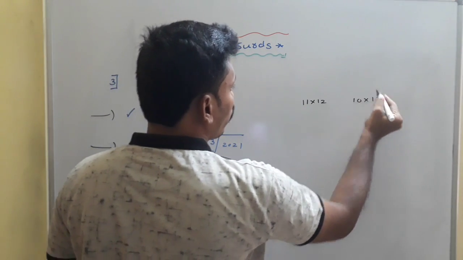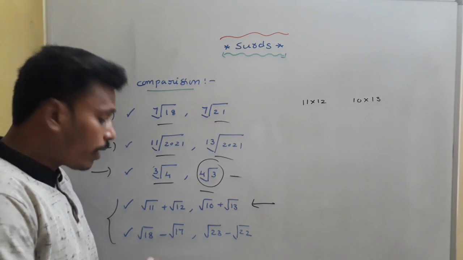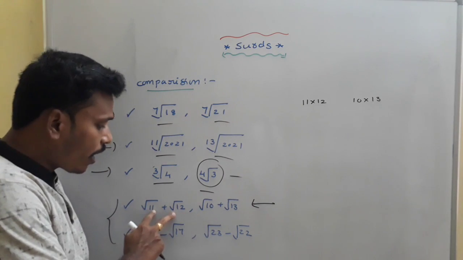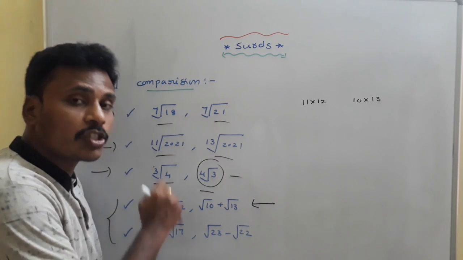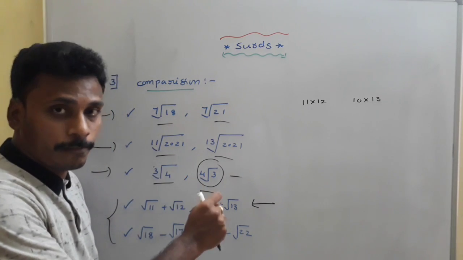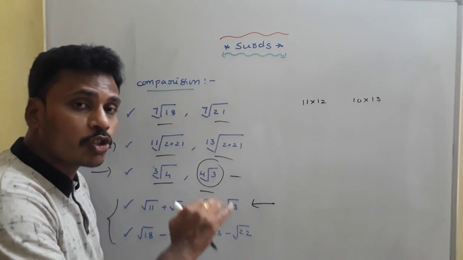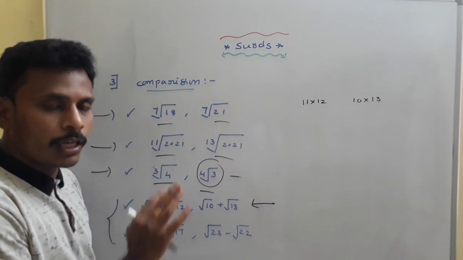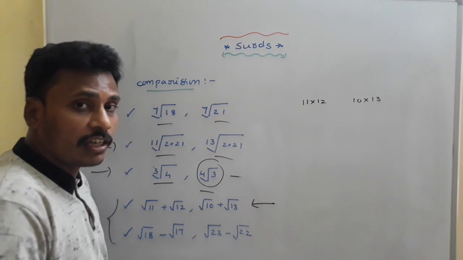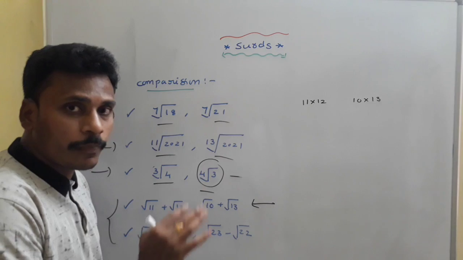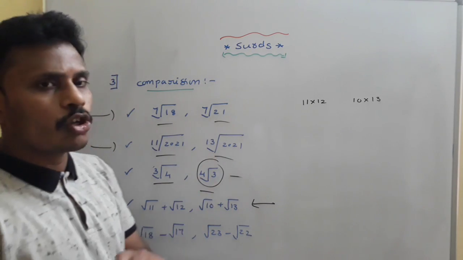Why are we thinking about the product? This is possible just by squaring these two. Square the first surd, you will get 11 plus 12 plus 2 root 11 into 12. Again square this, you will get 10 plus 13 plus 2 root 10 into 13. So this number 11 plus 12 is 23, that number 10 plus 13 is 23. Since it is the same, neglect it. 2 into something, so 2 is also the same, neglect it. Then you just pay attention to this product.